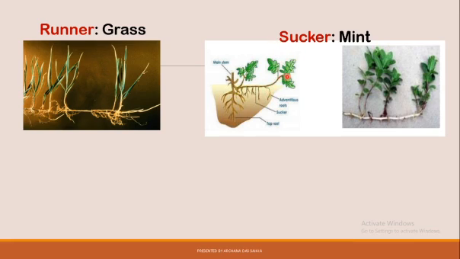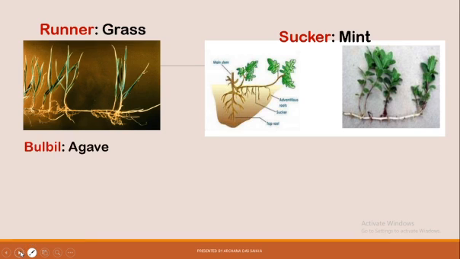Then from it again one branch will start growing parallel, striking roots at different points, and again they will stand erect. As you can see here, this is a mint plant, where the branches have been shown standing erect. In this manner they will go on propagating. Here the main difference is that they will go on striking roots, few branches will stand erect, and again after a certain distance another branch will stand erect. That is sucker, which we see in mint plants.